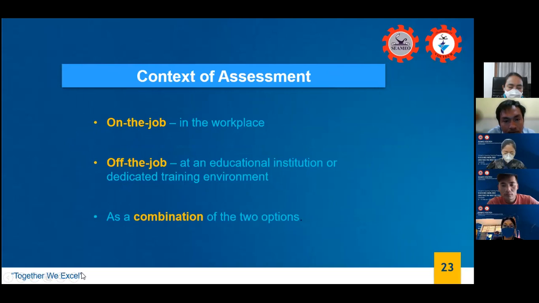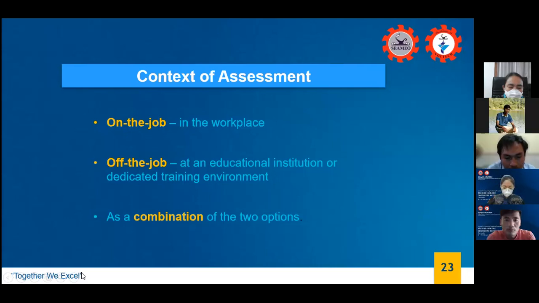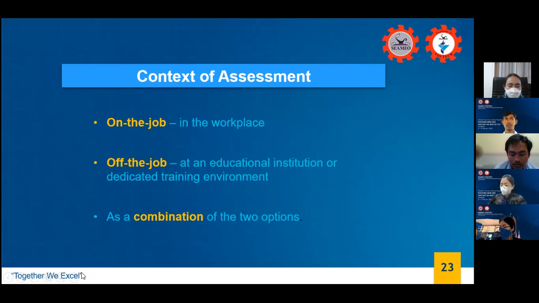Or it could also be a voluntary job, as long as they are putting into practice what they have learned from the classroom and applying them into the actual environment, right? And that's what you call on the job context of assessment. So you will go and visit them, you will observe, you will assess them as they perform while they are in the actual workplace environment.